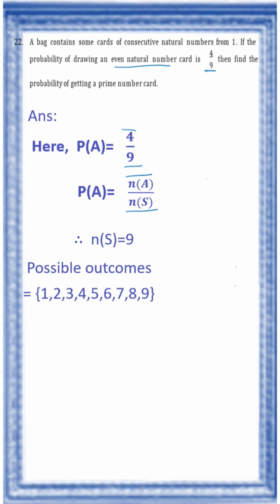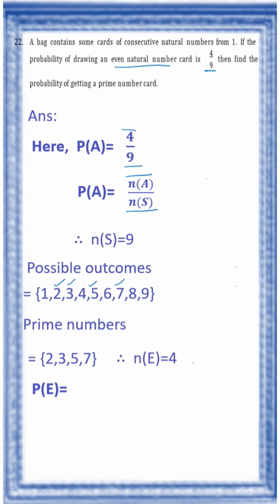Here the prime numbers are 2, 3, 5, 7. Then let E be the event of drawing a prime number. So number of E is 4. P of E is equal to number of E upon number of S. Number of E is 4, number of S is 9. So P of E is 4 by 9.